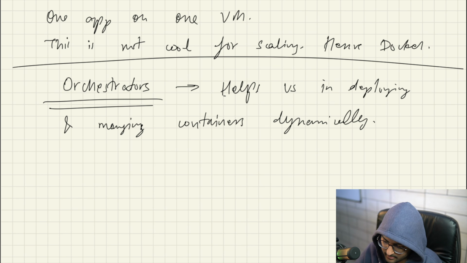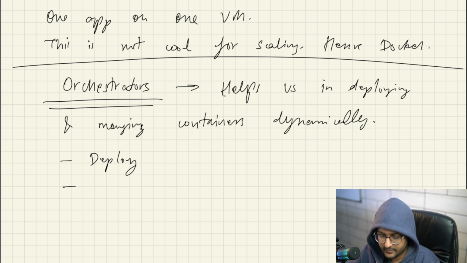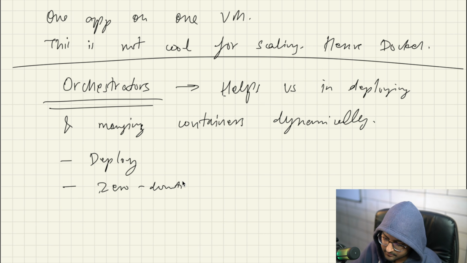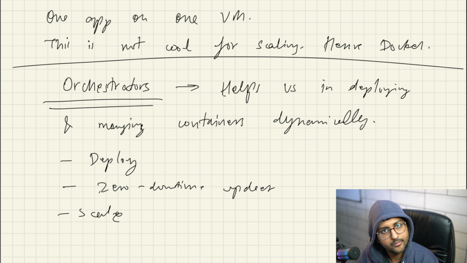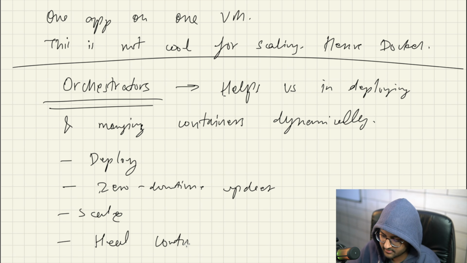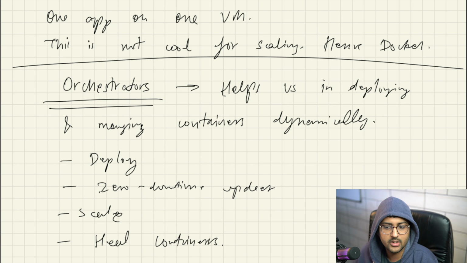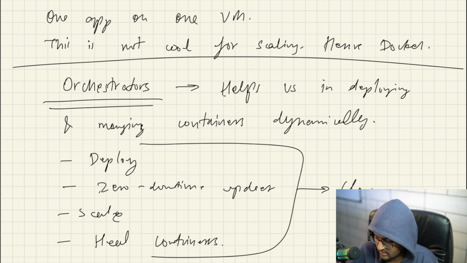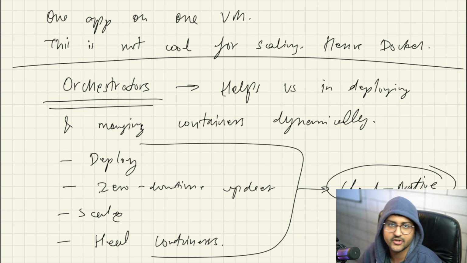Please make notes on your own. You can deploy your application, you can do zero downtime updates, scale your application, right? And you can heal containers when some containers go down or whatever. You can restart those containers, so many other things. And Kubernetes helps us in doing this. And by the way, these are all also features of cloud native applications.